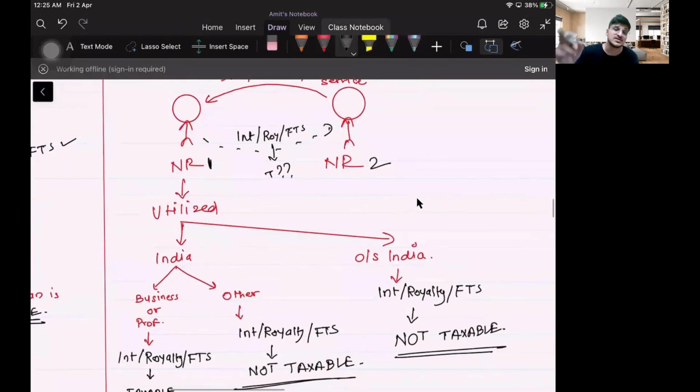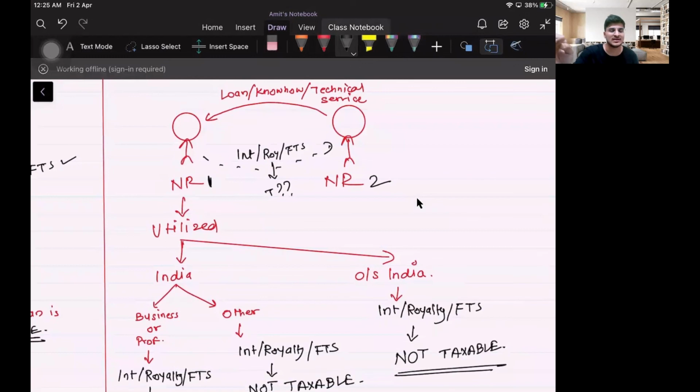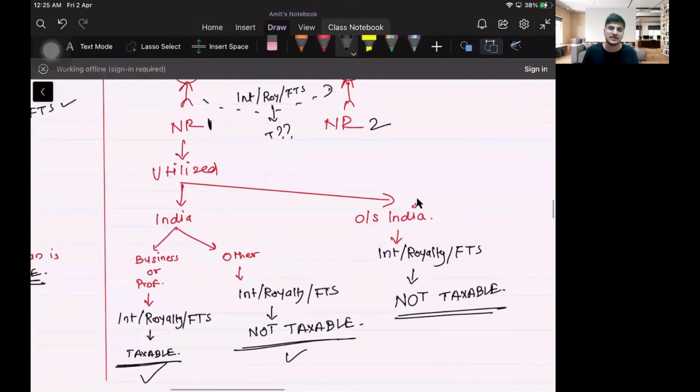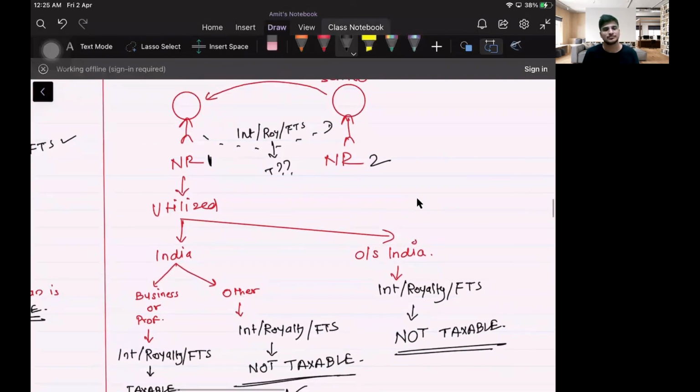बट अगर नॉन रेसिडेंट 1 वो जो लोन, नो हाउ, टेक्निकल सर्विस है इंडिया में तो यूज कर रहा है बट नॉट फॉर बिजनेस एंड प्रोफेशन, तो मोदी जी बोल रहे ठीक है तो बिजनेस करता रहेगा तो ही पैसा लूंगा, और तो बिजनेस नहीं कर रहा है ना, देन इट इज नॉट टैक्सेबल.